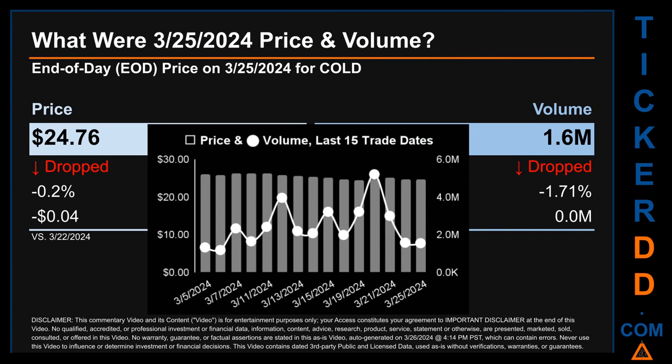Across a range of $1.88, the max and minimum end-of-day price were respectively 26.31 and 24.43. Volume saw a range of 4 million, from a day low of 1.2 million to a day high of 5.2 million.